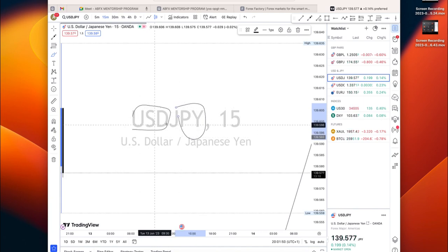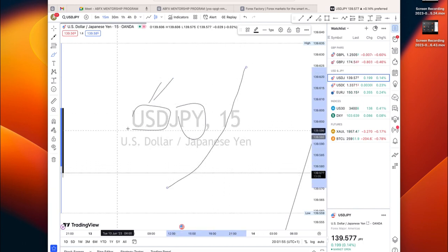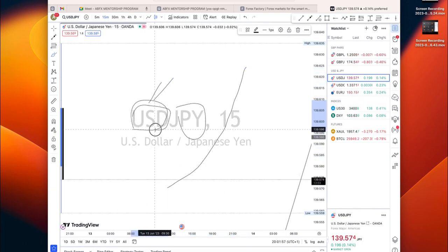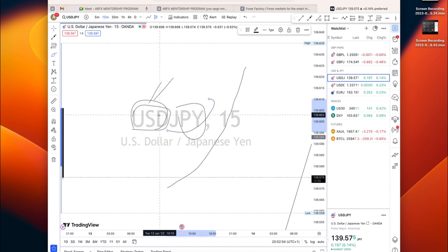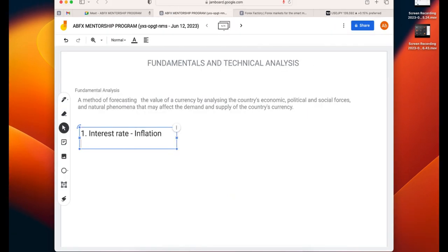If the US dollar is released now, the interest rates are high, what will happen? You see that this particular pair will be going up because the dollar is now stronger, right? It means you need more of these Japanese yen to buy this US dollar. So you see that price starts shooting up, right? However, let me just go to the second one first.